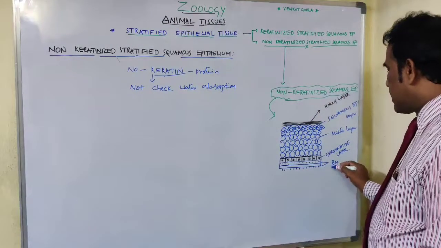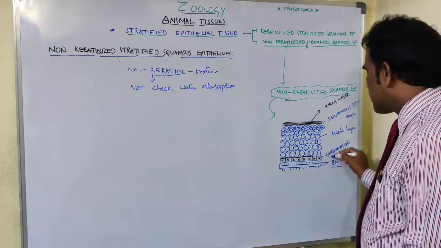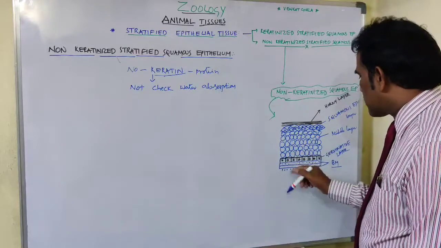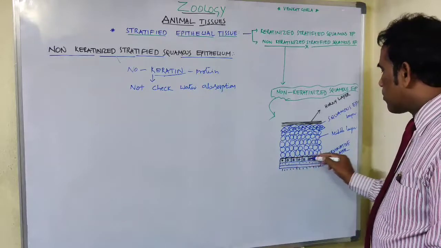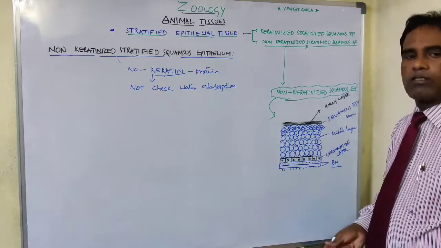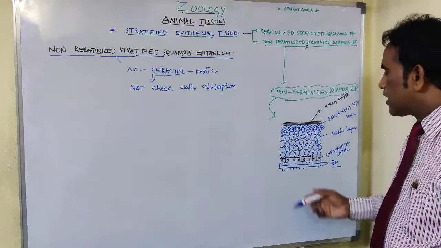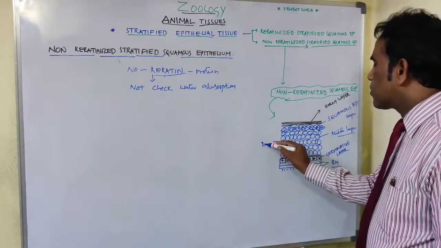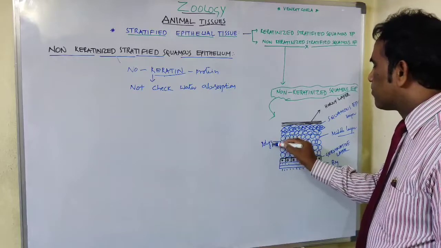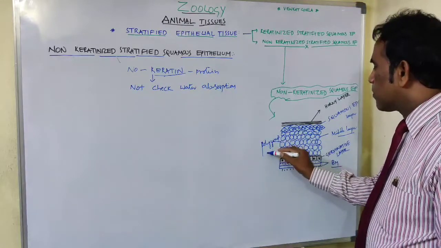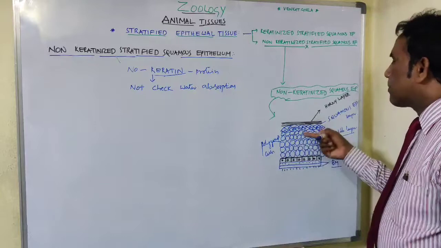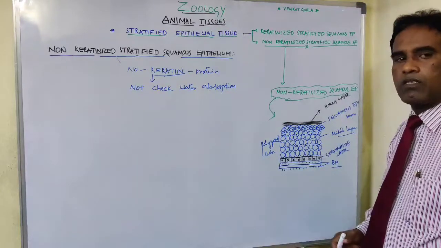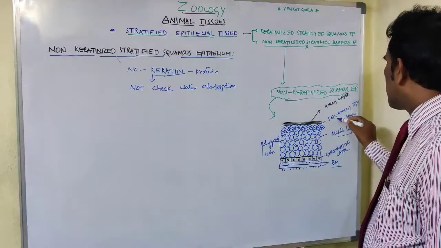Now this non-keratinized stratified squamous epithelium lies on the basement membrane. The deeper layer is called the germinative layer or stratum germinativum, and these are cuboidal cells that divide. The cells divide mitotically and form many layers. The middle layers of the cells are called polygonal cells.